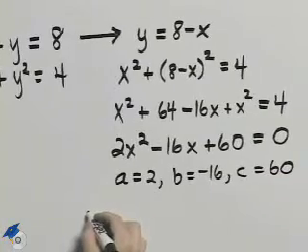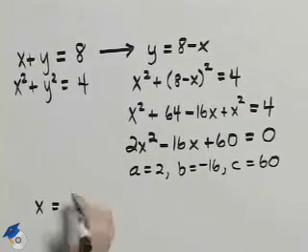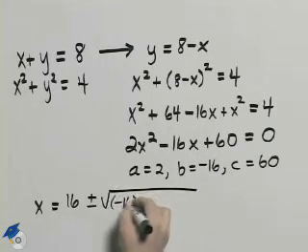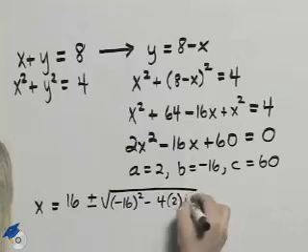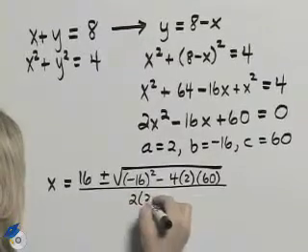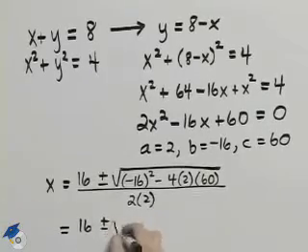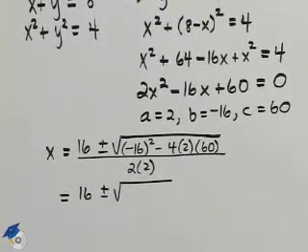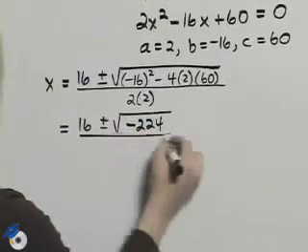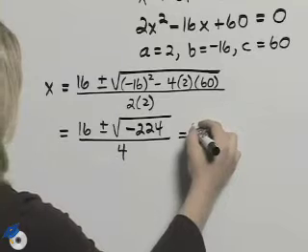So we have x equal to minus b, which is 16, plus or minus the square root of b squared minus 4 times a times c. We'll put that all over 2 times a. Simplifying this, we'll have 16 plus or minus. Now when you calculate the value underneath the radical, you should get a negative 224, and that will all be over 4. Simplifying this a step further will give us 16 plus or minus.